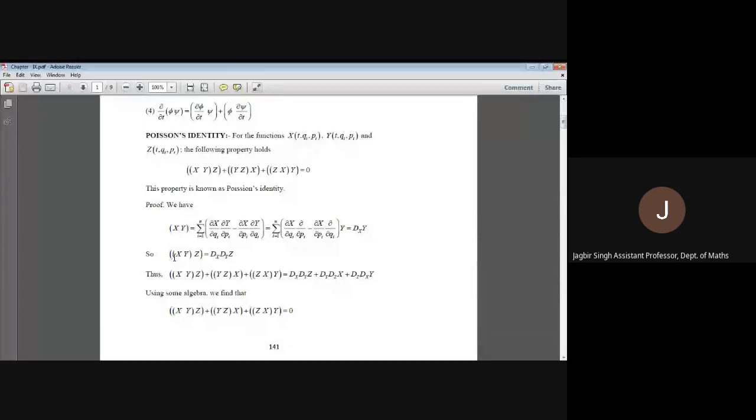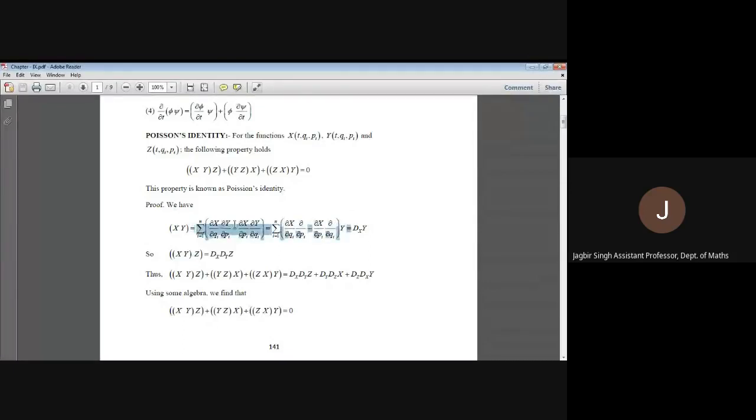Means [x, y, z]. It is written directly here, but when we find the first Poisson bracket [x, y], it will be xy, this quantity, and then its Poisson bracket with z.